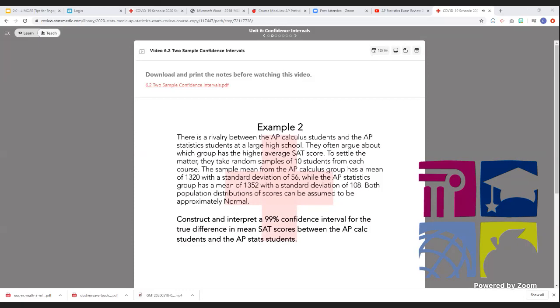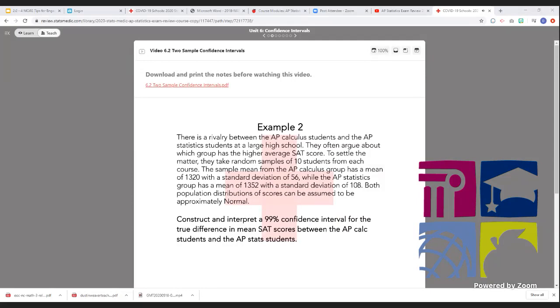There's a rivalry between the AP Calculus students and the AP Statistics students at a large high school. They often argue about which group has the higher average SAT scores. To settle the matter, they take a random sample of 10 students from each course. The AP Calculus group has a sample mean of 1,320 and a standard deviation of 56, while the AP Statistics group has a mean of 1,352 and a standard deviation of 108. Both population distributions can be assumed to be approximately normal.